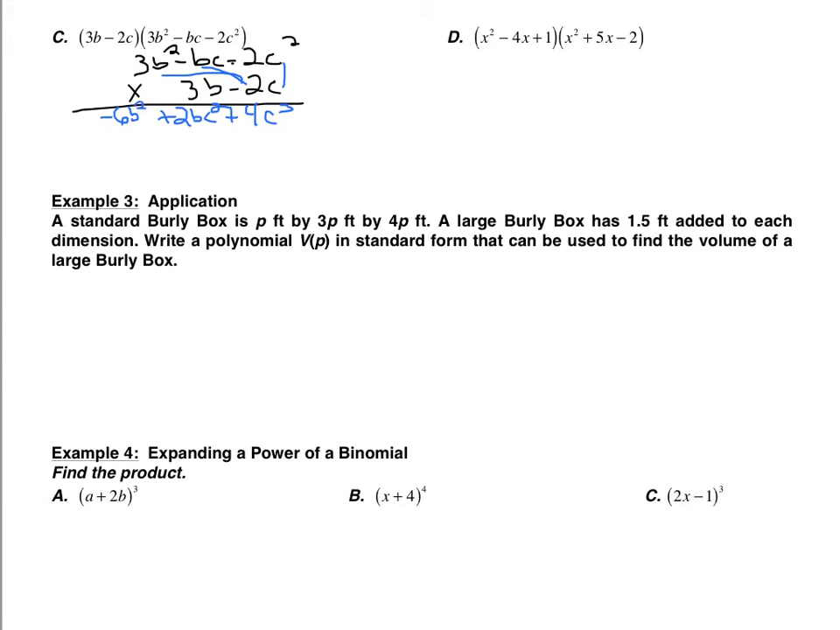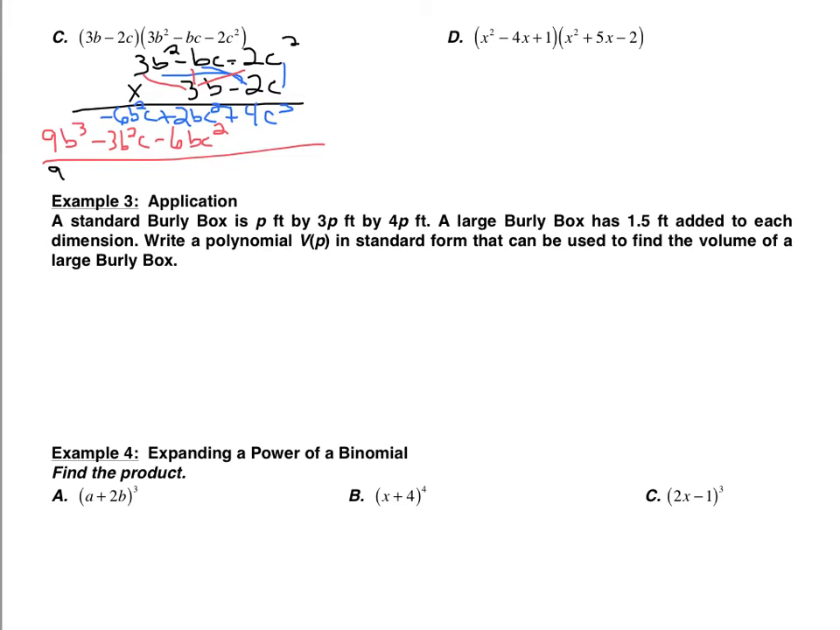And then negative 2c times 3b squared, so negative times a positive is a negative 6b squared c. And then we're going to go with the second, so we have 3b. 3b times negative 2c squared is negative 6bc squared, and then 3 times negative bc is a negative 3b squared c, and then 3 times 3 is positive 9b cubed, and then we're going to add them all together.